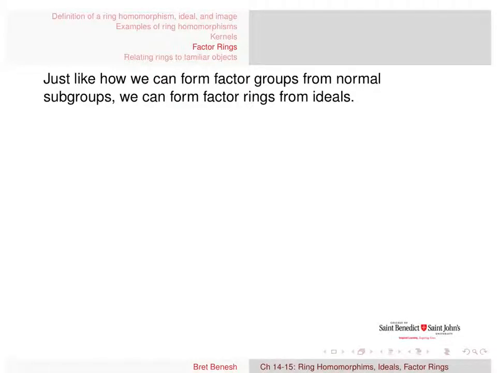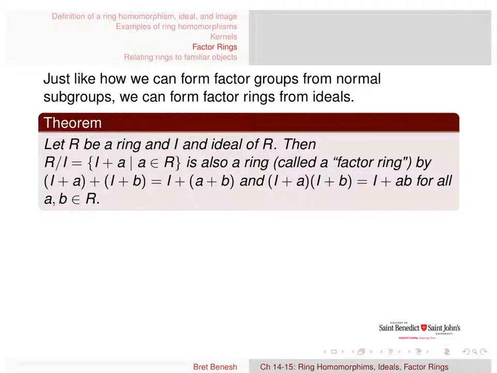All right. Well, just like we can form factor groups or quotient groups, we can do quotient rings when you have an ideal. So normal subgroups are like ideals. If you have an ideal, you can define R/I to be the set of right cosets. It's called a factor or quotient ring. And the addition is exactly like what you'd expect, and the multiplication is exactly what you'd expect.